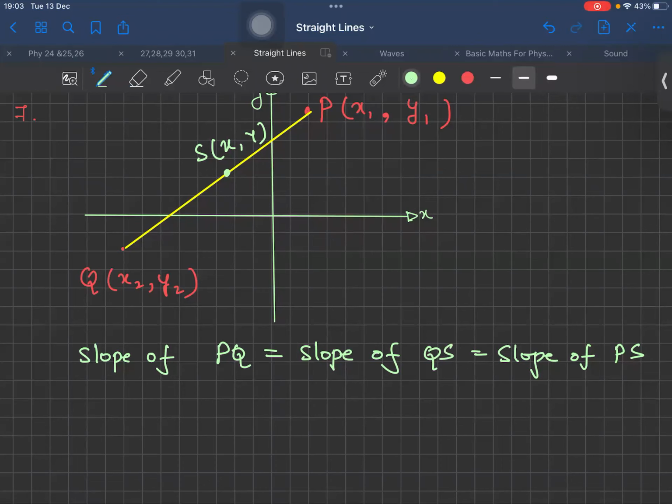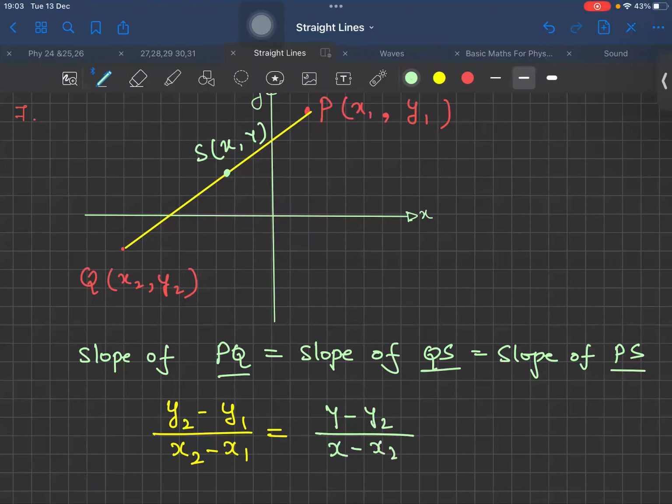So QS and PS, the slope of these lines should be equal. Now what is the slope of PQ? PQ slope we already know is y2 minus y1 upon x2 minus x1. This should be equal to the slope of QS. Now QS, if you write the slope, it will be y minus y2 upon x minus x2. That should be equal to the slope of PS, which means y minus y1 upon x minus x1.